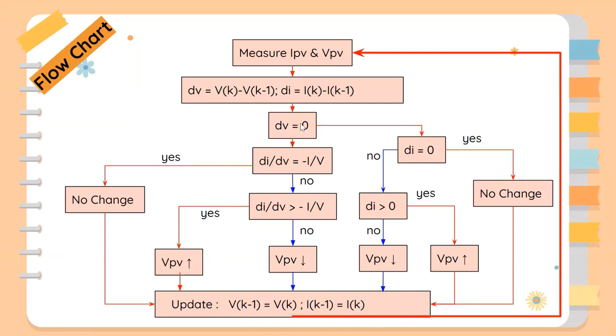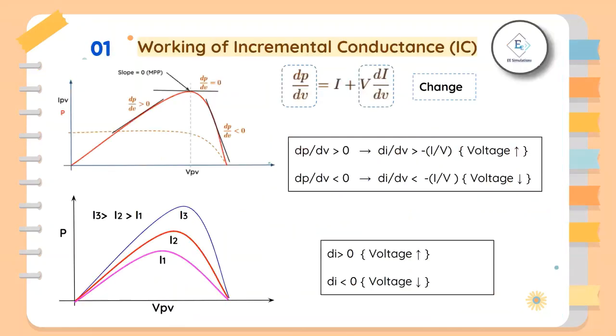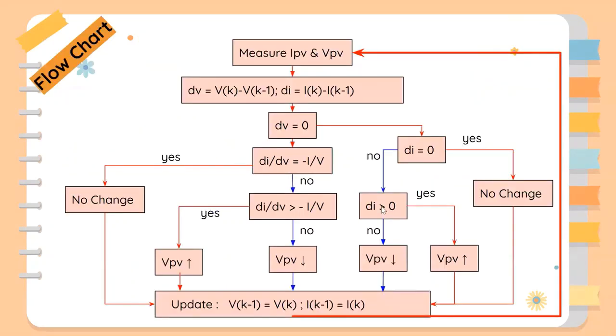But if dV equals 0 and dI is not equal to 0, it means our current is increasing or decreasing. As I may explain below, if the change in current is not equal to 0, we will either increase the voltage or decrease the voltage according to dI. If dI is greater than 0, we will increase the voltage, and if dI is not greater than 0, meaning less than 0, we will decrease the voltage.